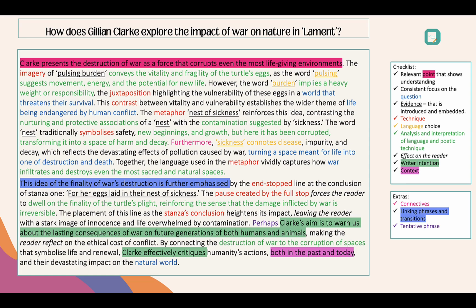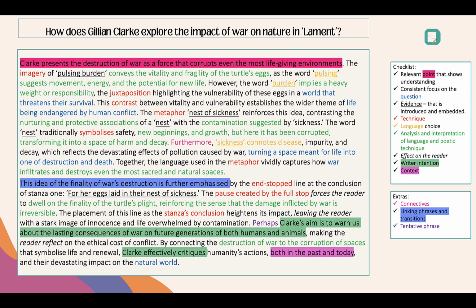The placement of this line at the stanza's conclusion, so again I'm talking about structure. So anytime you talk about where something is and why, that's also structure. Heightens its impact, leaving the reader with a stark image of innocence and life overwhelmed by contamination. Perhaps. So here is my tentative phrase. So we don't always know the answer. We don't know specifically why something is there, but we don't need to because it's a poem and we're supposed to make our interpretation. So this is where your tentative phrases really work here to help you develop your interpretations.